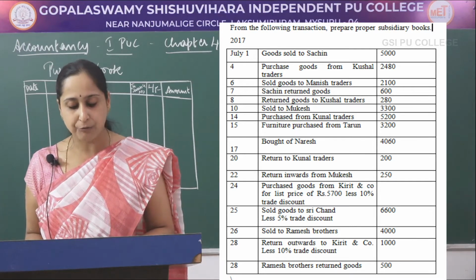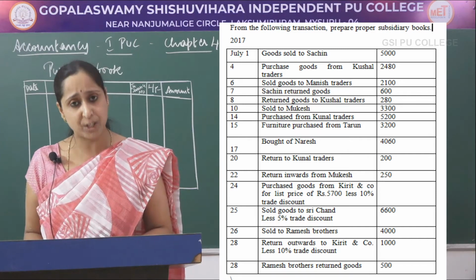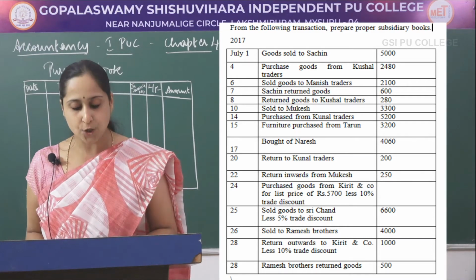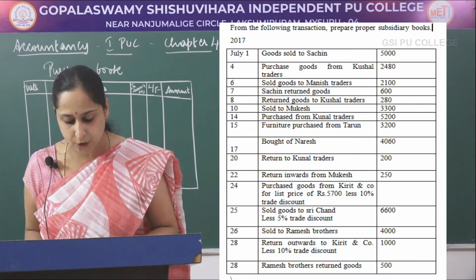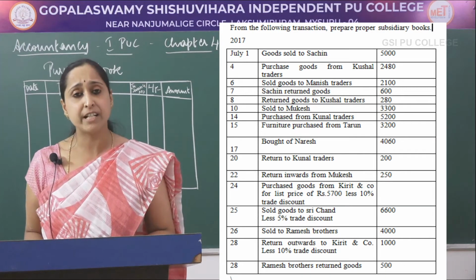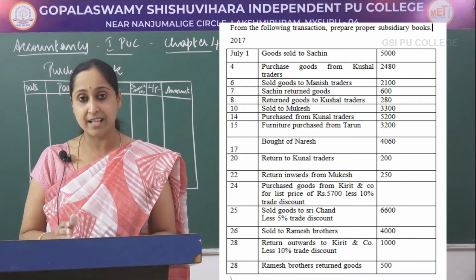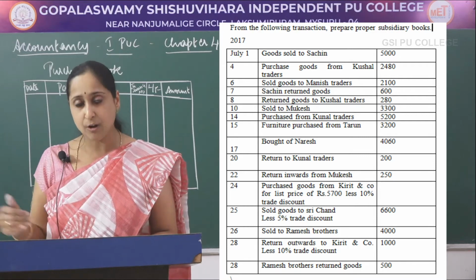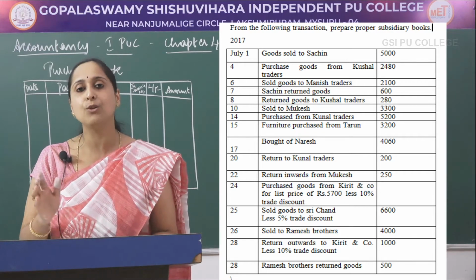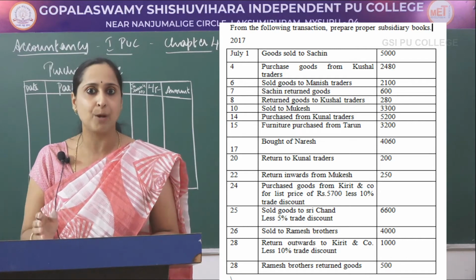On July 14th, purchased from Kunal Traders. This is transaction related to purchase worth rupees 5,200. You have to record it in purchases book. On July 15th, purchased furniture from Tarun 3,200. Here you have purchased furniture. This is an asset. Here you do not enter these transactions into any of these subsidiary books. This transaction you record it in journal proper. Even though you have purchased furniture on credit, this is an asset, we record it in journal proper.